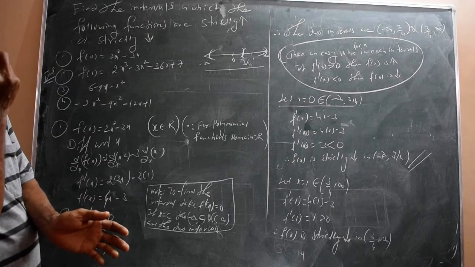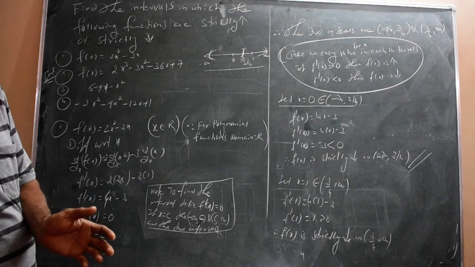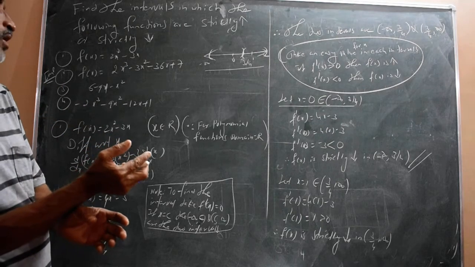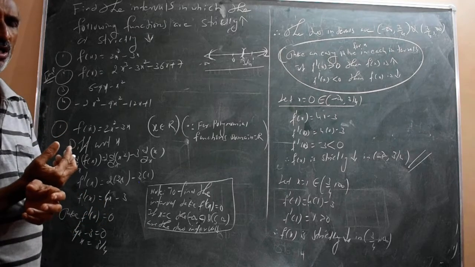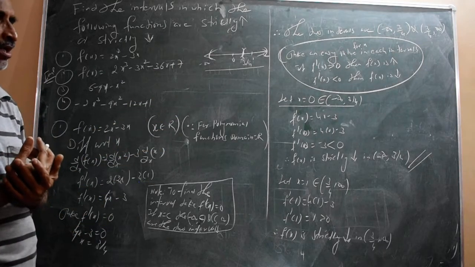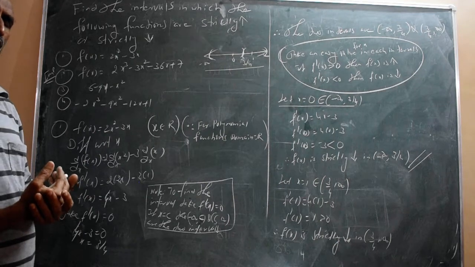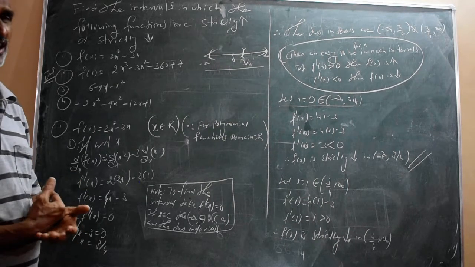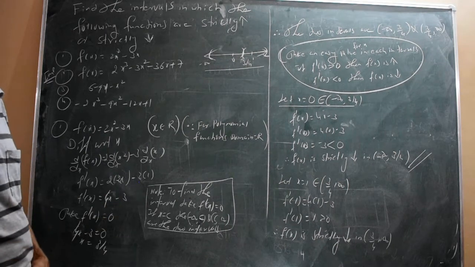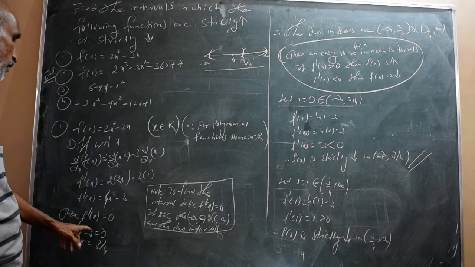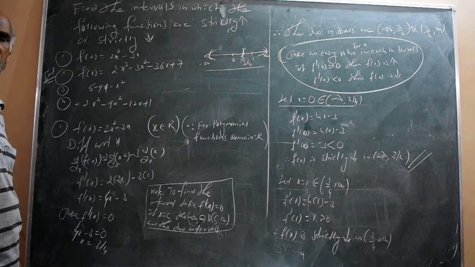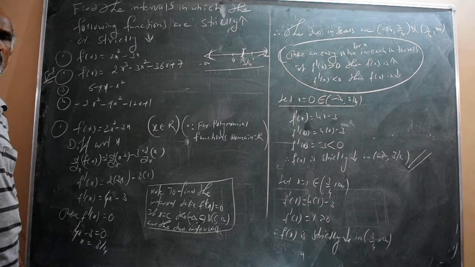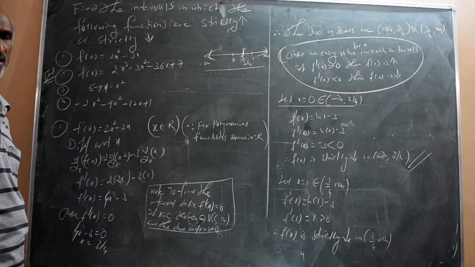If f dash of x comes out to be positive, then f of x is strictly increasing in that interval, and you have taken one easy value in the interval. By problem you can understand. And for those values of x, if f dash of x is negative, then f of x is strictly decreasing in that interval. That is the way to identify in which interval f of x is increasing, and in which interval f of x is decreasing.